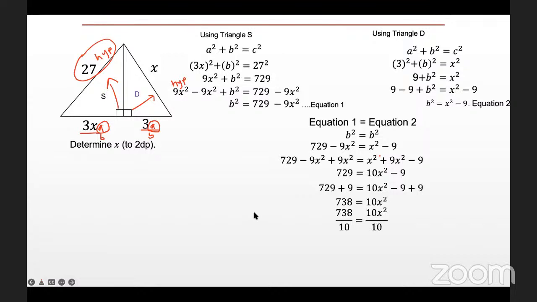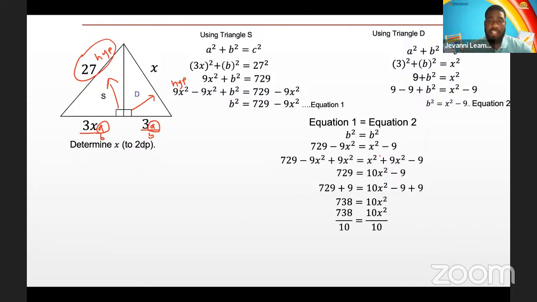So we divide those numbers, 10 into 738, and that goes 73.8, and that's equal to x squared, and that's back to our layman's term.